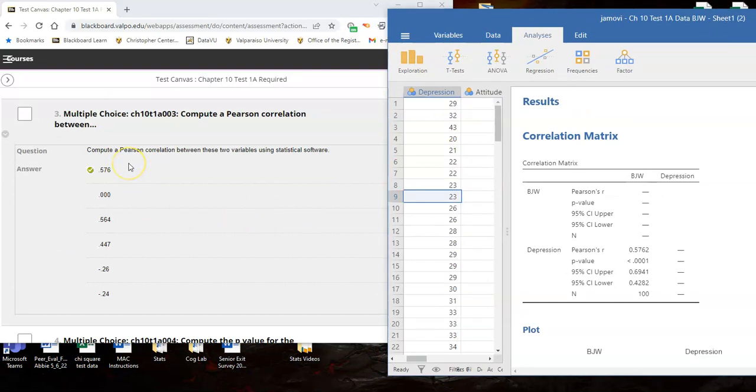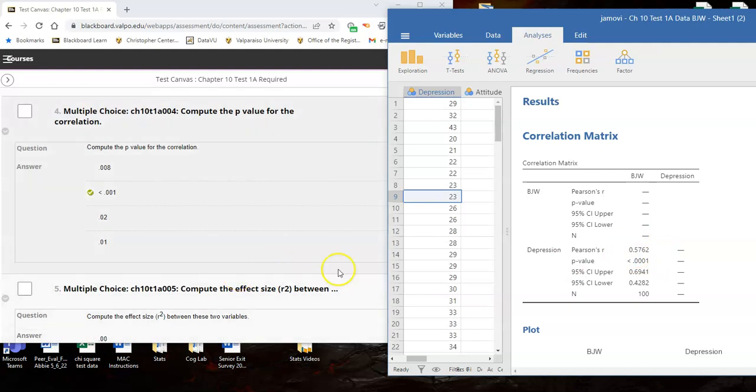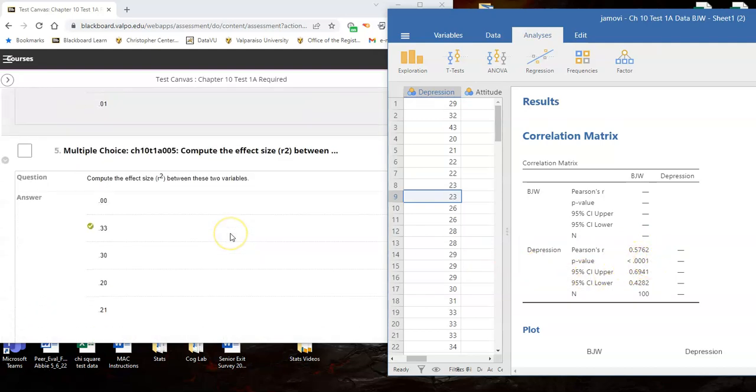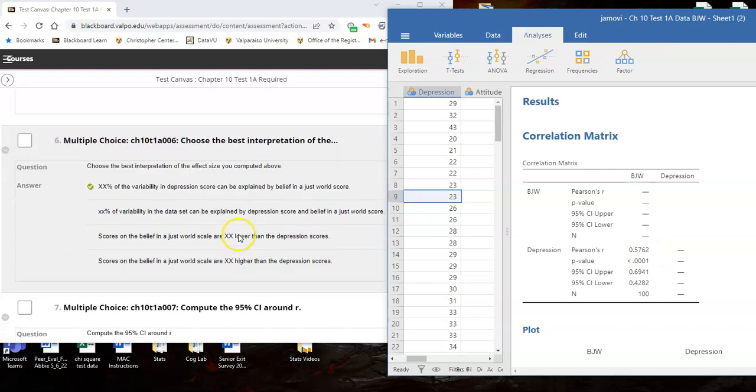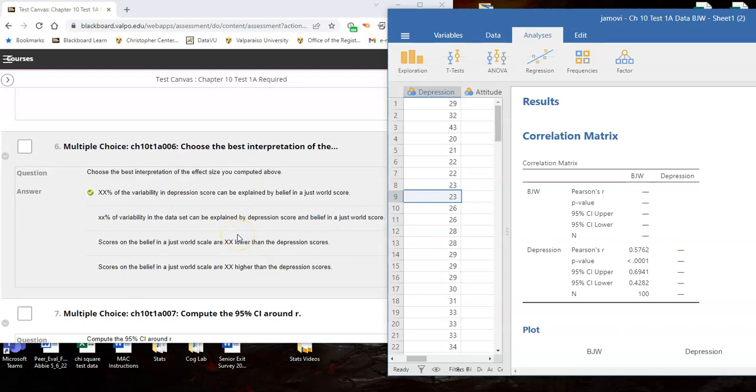Now we want to find the Pearson's correlation. Well, the correlation between belief in a just world and depression is right here. The p-value is right here. The r squared is not given to you. You have to compute it yourself. So if you take the r and just square it, you will get 0.33. And then the interpretation of the effect size of correlation, which is, again, r squared, is this first one.